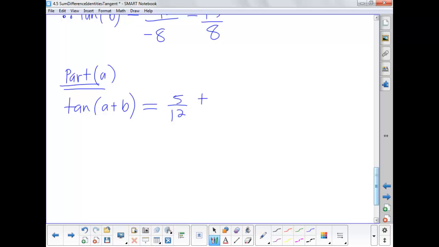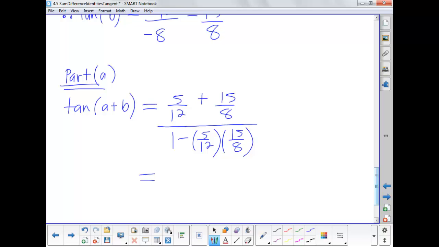So tangent of A plus B is tangent A plus tangent B, so the top is going to be 5 over 12 plus 15 over 8, and then in our denominator we're going to have 1 minus the product of tangent A and tangent B, so 5 over 12 times 15 over 8. So all I need to do now is simplify this, and we are going to have the answer we want. So if I look at the top, I would want a common denominator.